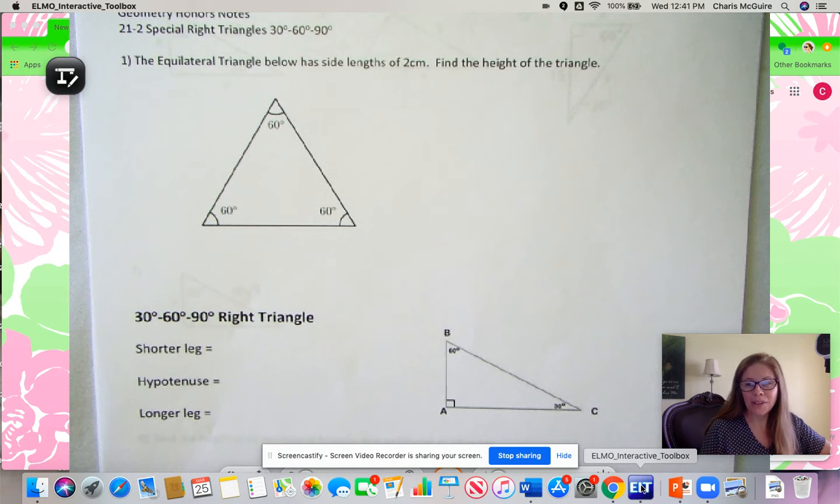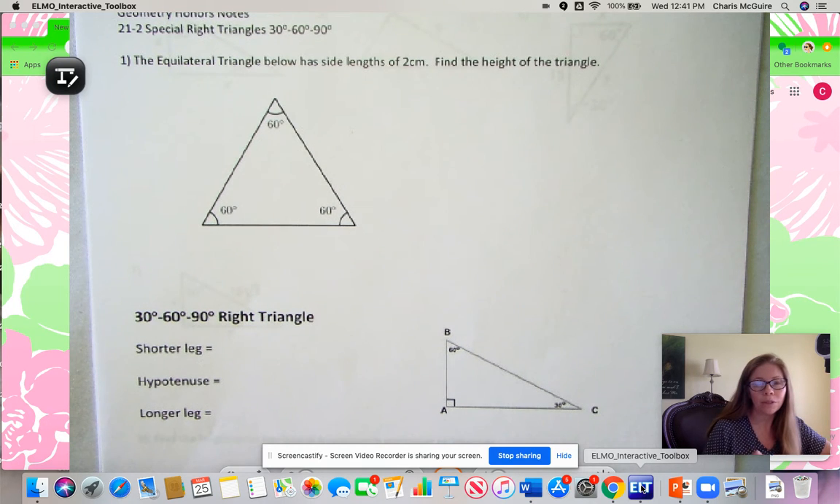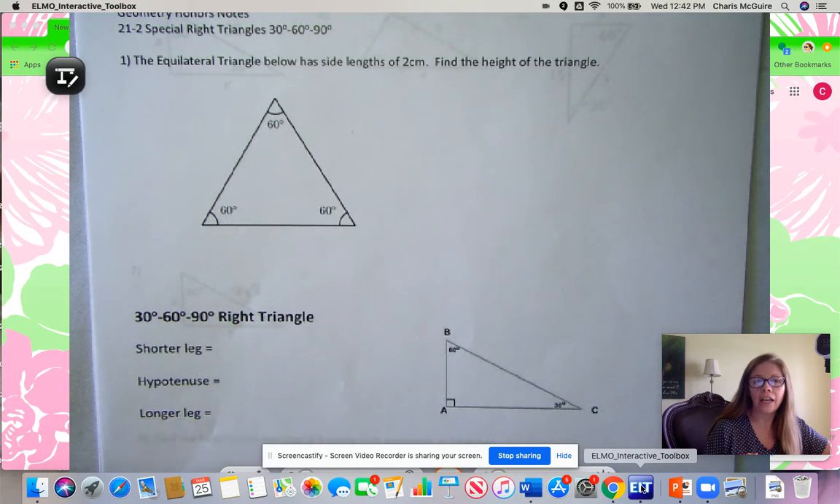Hi, boys and girls. Nice to see you again. Hopefully you have this printed out in front of you, or you've looked at it, or you're just taking notes on a sheet of paper. But we're going to work through today our 30, 60, 90 degree triangles. And just like the 45, 45, 90 degree triangles, they have a special relationship with the sides. And so we're going to start off by looking at an equilateral triangle that has a side length of 2.